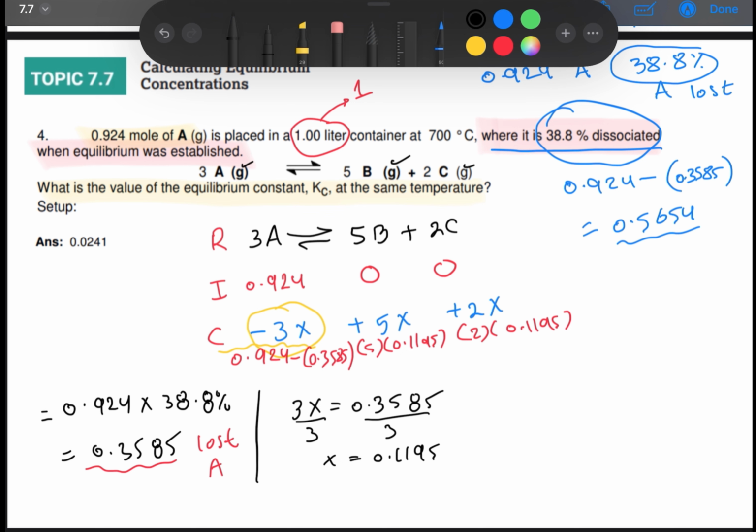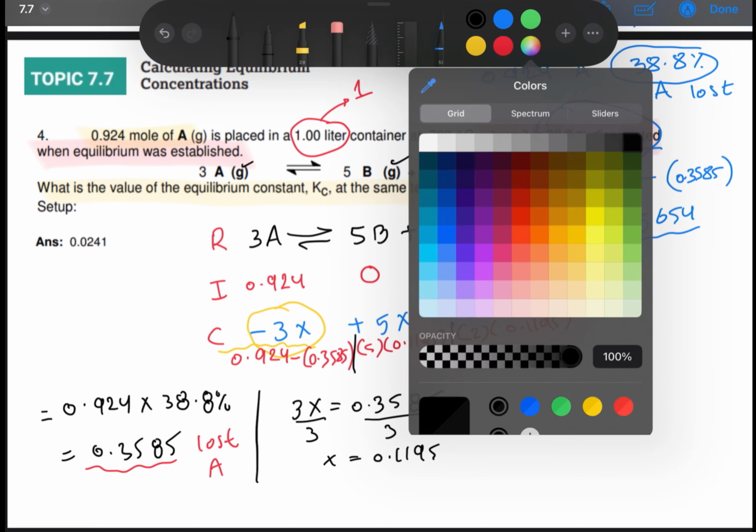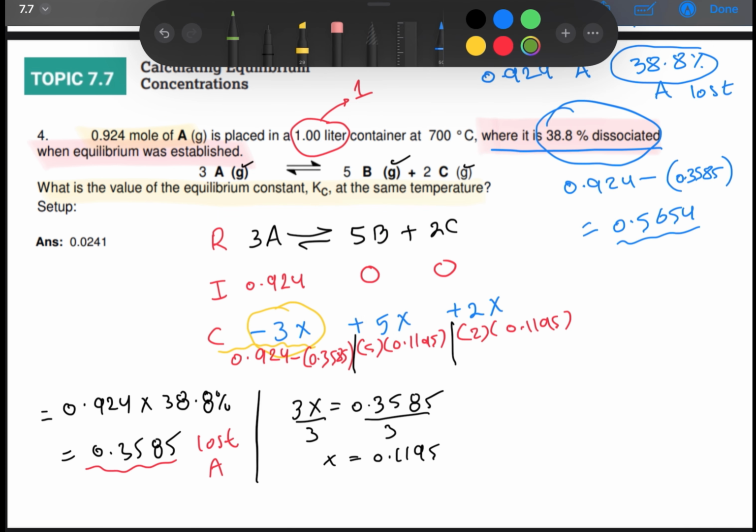So what's going to be the answer of A at equilibrium? Let's use another color. Okay, let's take green. The concentration of A becomes 0.5654. If you multiply 5 times this value, it's going to be 0.5975. And 2 times 0.1195 is equal to 0.239. Now, the last step is writing the value of Kc and substituting the answers.